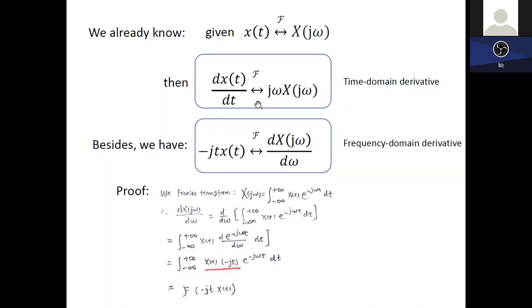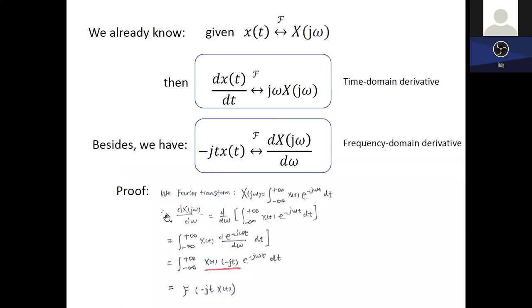But there is a kind of symmetry in this pair of properties. So dx dt's Fourier transform is capital X multiplied by j omega. And d capital X d omega's inverse Fourier transform is x times minus jt. So how do we derive this property? We start from X of j omega, which is calculated from the standard Fourier transform formula, the integral of x of t exponential minus j omega t dt.